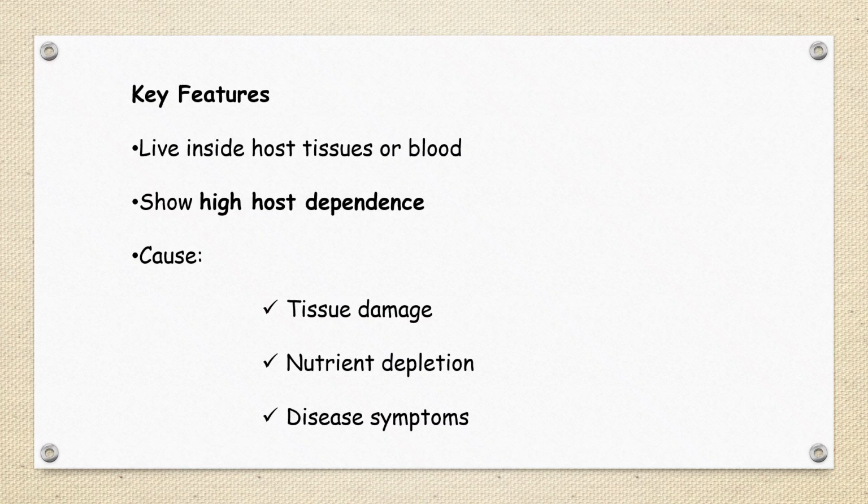The key features of this type of pathogenic protozoan parasites is they show high host dependency, and they live inside the blood, live inside the cell of the host body, and by doing that they're going to cause tissue damage, nutrition depletion, disease symptoms, etc.